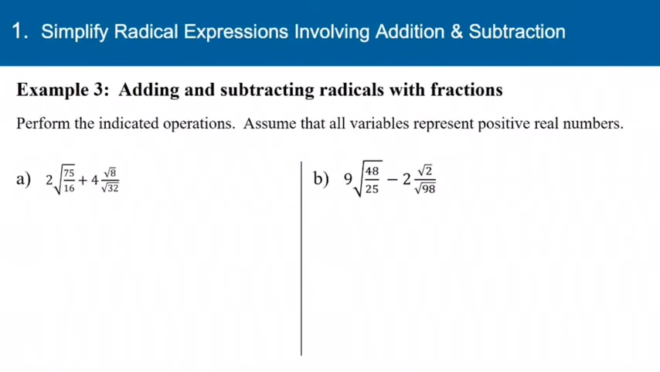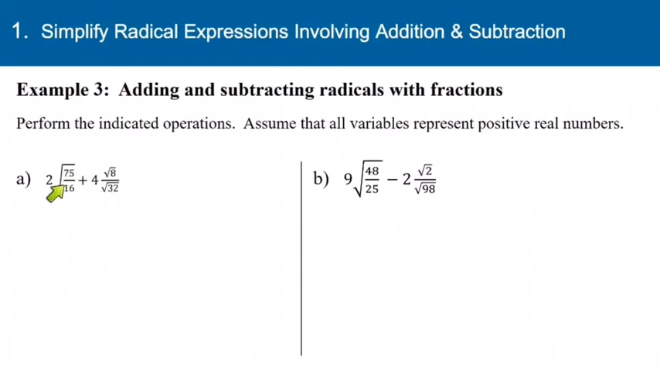And here is example 3. So this one says perform the indicated operations, assume that all variables represent positive real numbers. And we have here in part A 2 times the square root of 75 over 16 plus 4 times the square root of 8 over the square root of 32.